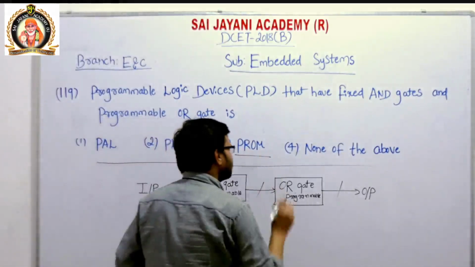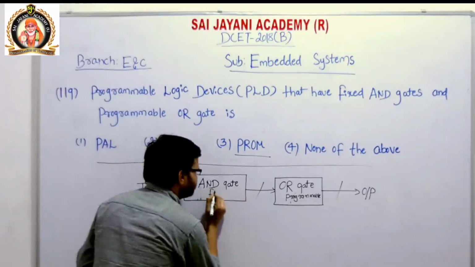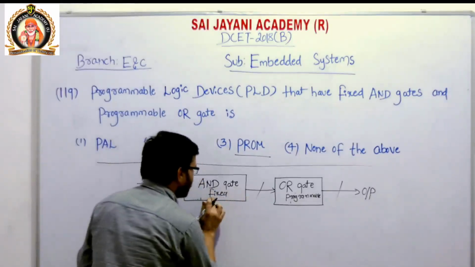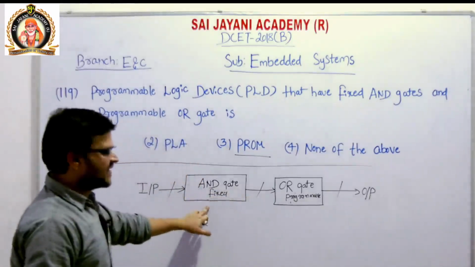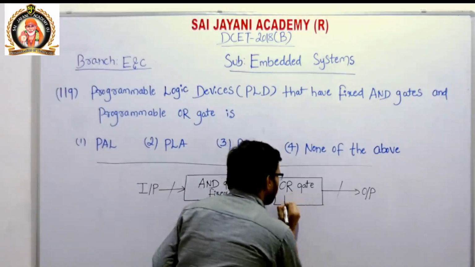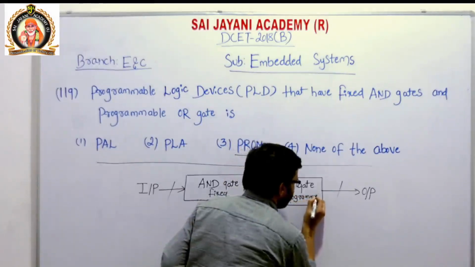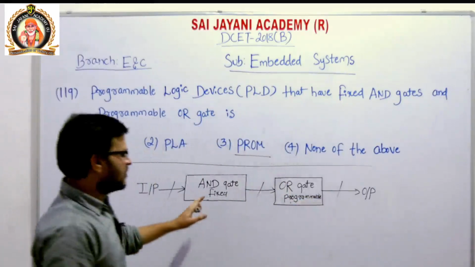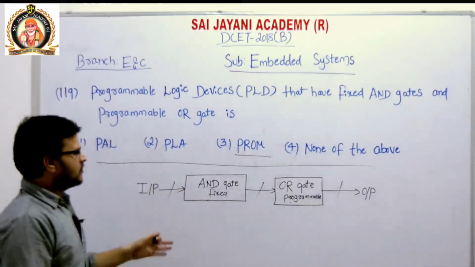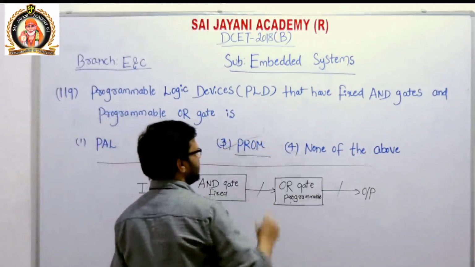But in PROM, that is programmable ROM, the AND gate is fixed. In programmable read-only memory, the AND gate is a fixed connection, and the OR gate has a programmable connection. This is for PROM. So from the given options, the third one, that is PROM, is the right option.